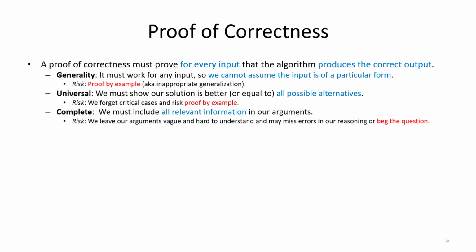Okay, so our risk on this one is doing something called begging the question. And I'm going to show an example of that, and you may have seen that before. Begging the question is another logical fallacy that occurs when you assume what you're trying to prove, in which case you could prove anything, because you can prove anything by assuming that it is true.